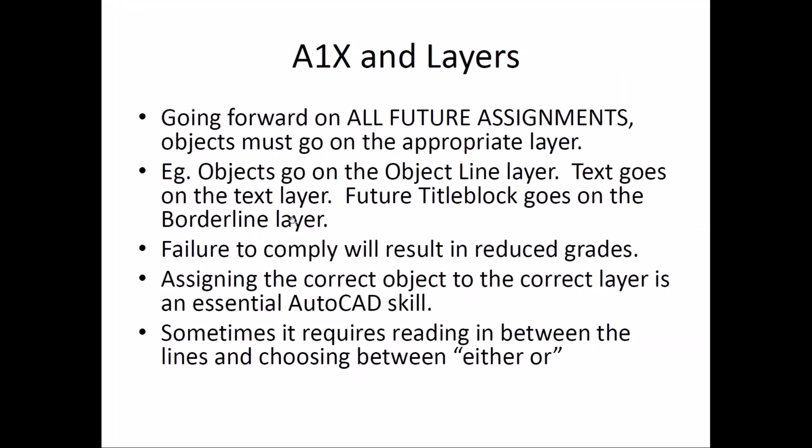So for assignment number 1 and layers, going forward on all future assignments, now that you're going to use this template that you created for assignment number 1, everything needs to go on the appropriate layer. So your objects go on the object line layer, text goes on the text layer, the future title block will go on the borderline layer. If you don't follow along with these rules, it is going to reduce your grades. You're going to get a comment from me that things are not on the right layers. Assigning the correct object to the correct layer is an essential AutoCAD skill. If you're confused about what layers to use for our course, you ask me.